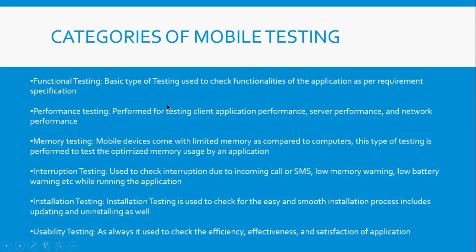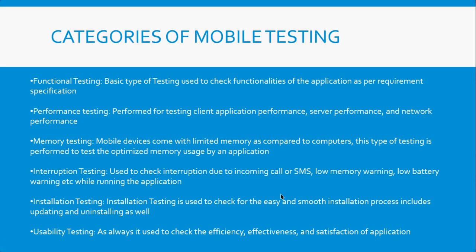So as you already know, we have different types of testing. We have functional testing that looks at how the application and its features work. Performance testing, how the application will perform against various performance indices. Memory testing. I just talked about interruption testing, phone calls, SMS coming through. Installation testing, how easy is it for the application to install?